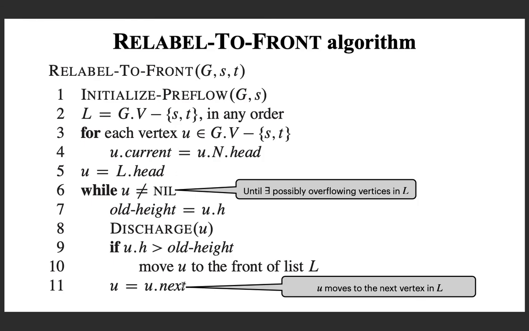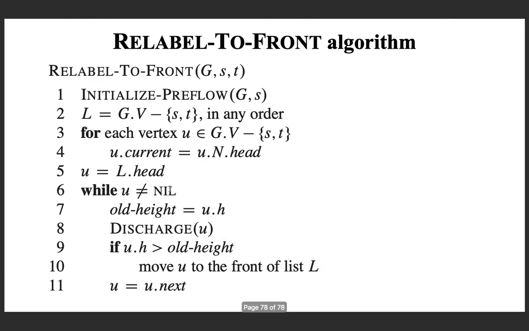And you can prove that discharge will take order of n squared, where n is the number of vertices, and hence this algorithm takes a worst-case time of order of n cubed, where n is the number of vertices in the given flow network.